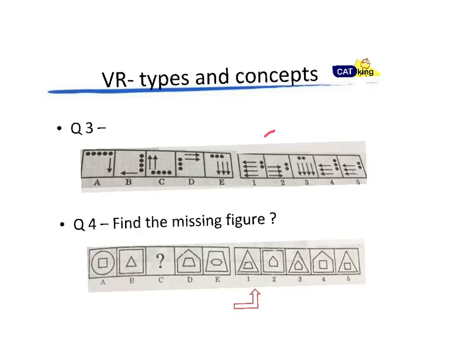Let's try to solve question number 3. You can see there are 5 circles on top of figure A. 4 when it moves by 90 degrees in clockwise.